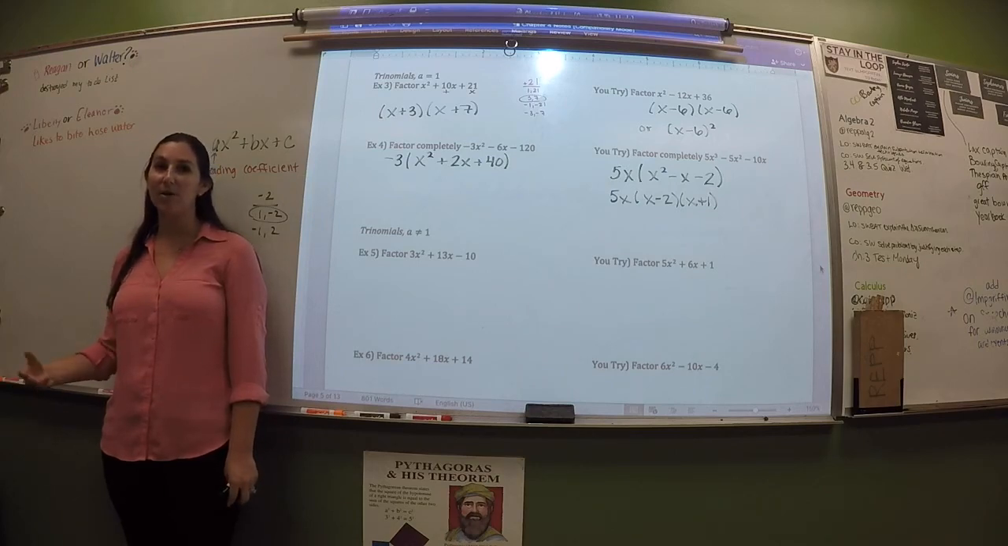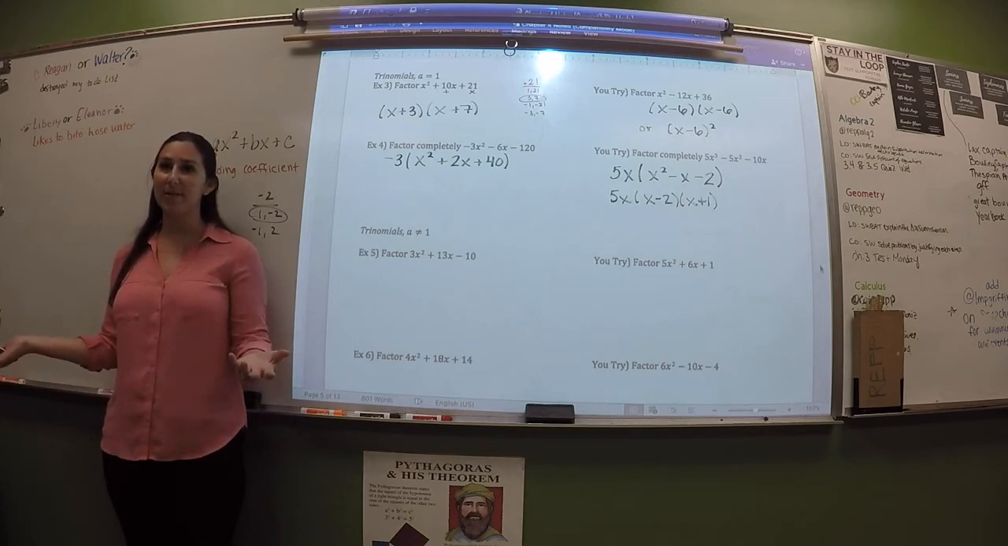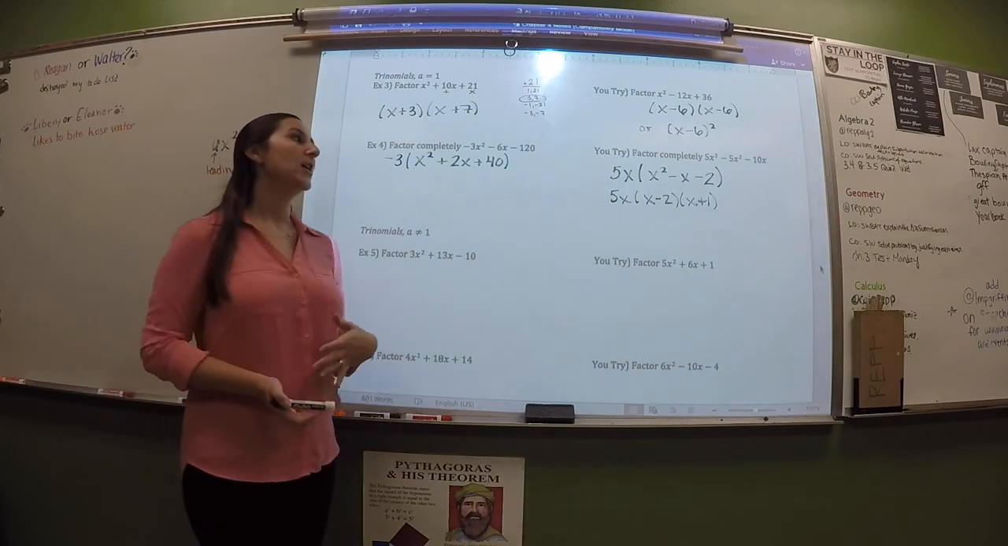What's the property called that says it doesn't matter what order you multiply things in? Commutative. The commutative property of multiplication.